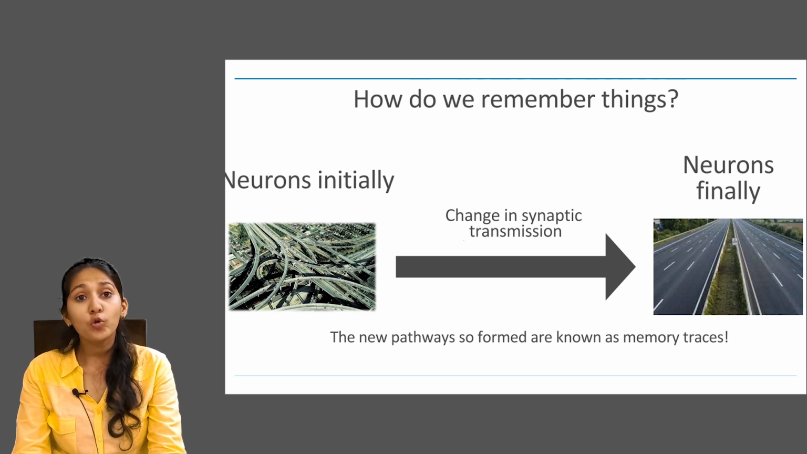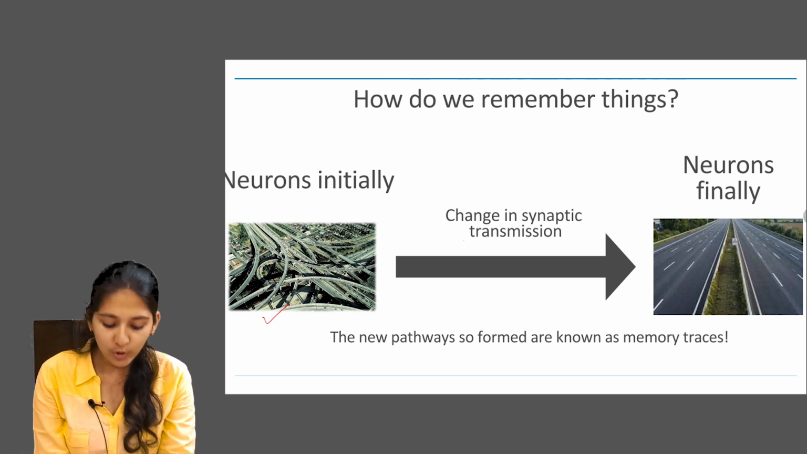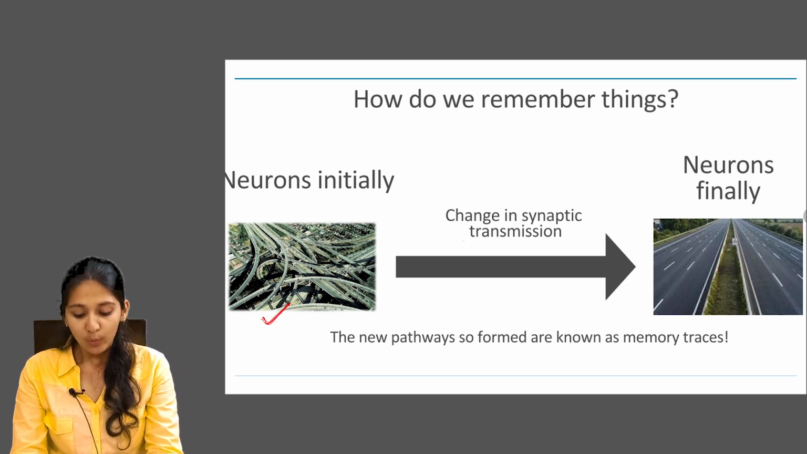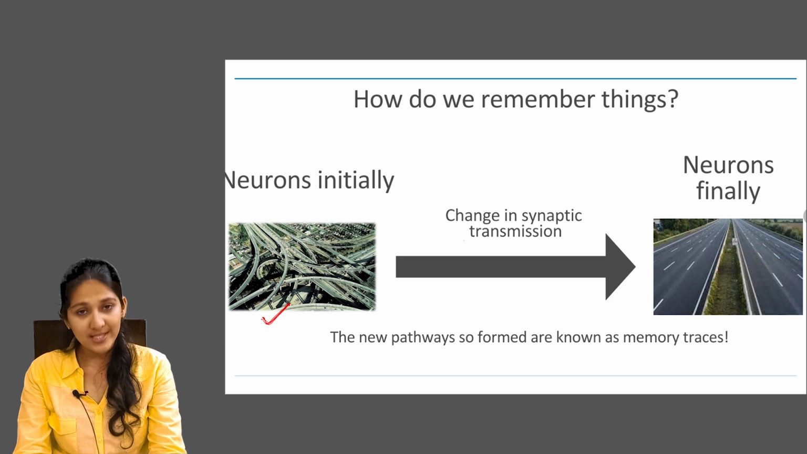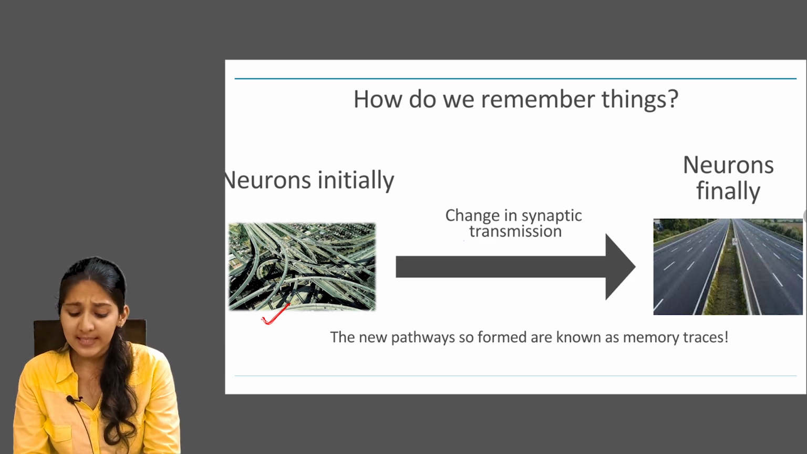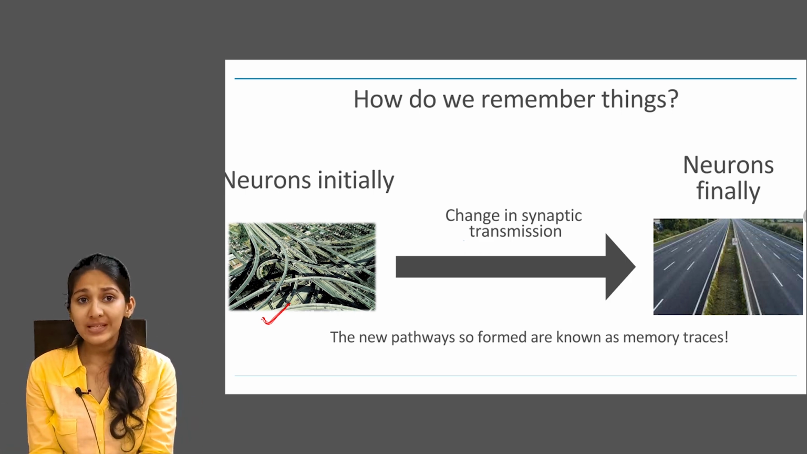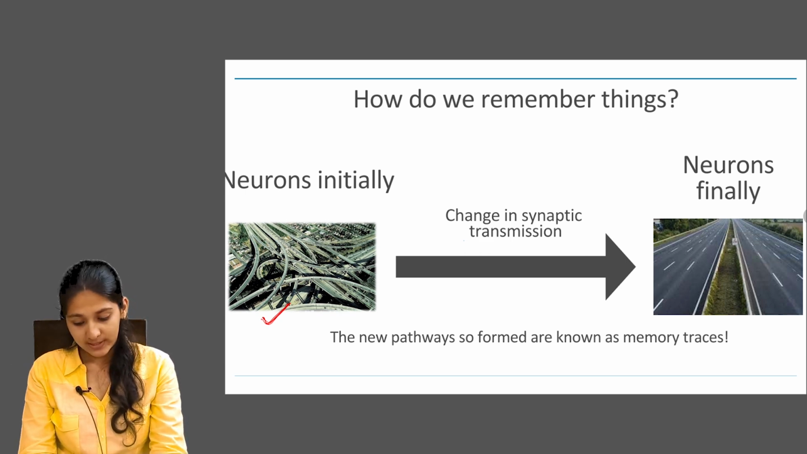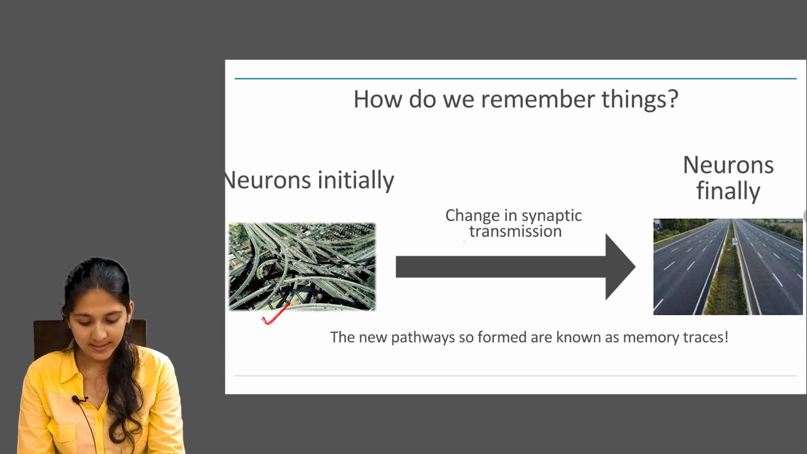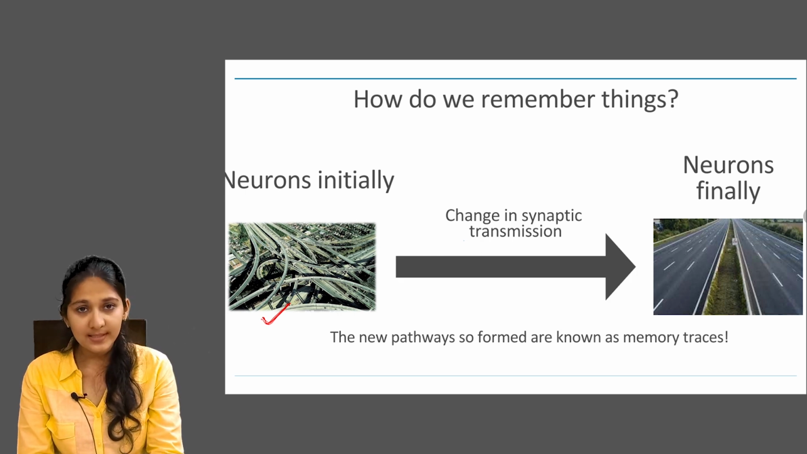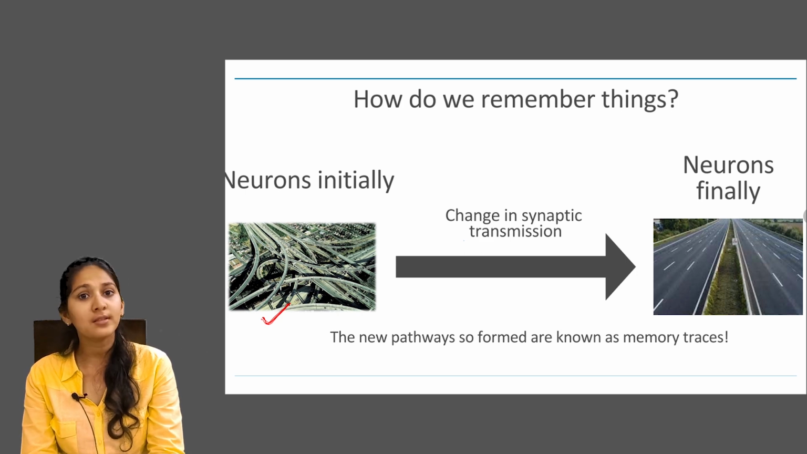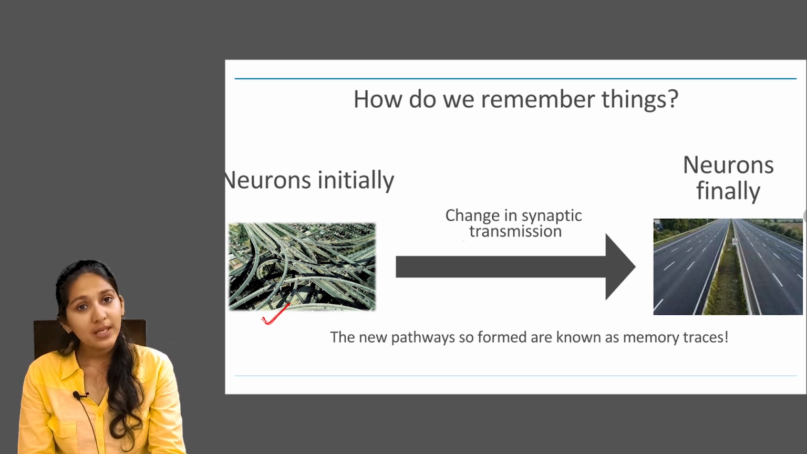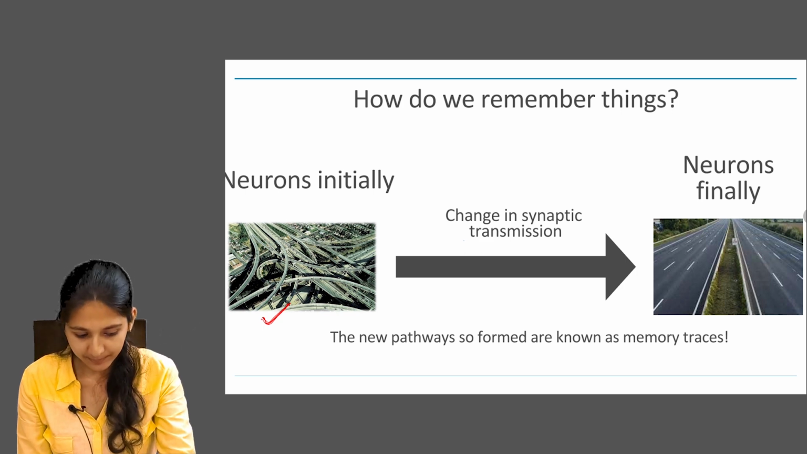So the question is, how do we remember things? If you look at the neurons in this picture, the neurons are just like these confusing roads. When there is a change in synaptic transmission, that is, a basic change in the sensitivity of the neurons, it will form pathways like these 8-lane roads, and these pathways are known as memory traces. For example, we must have experienced that when we read a concept for the second or third time, it is much easier and less time consuming because these memory traces are already formed for that concept.